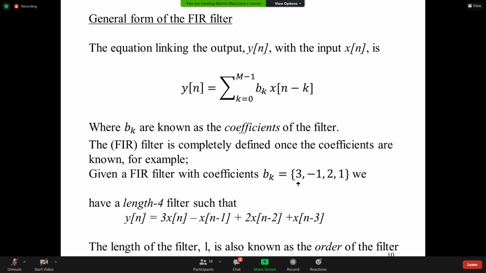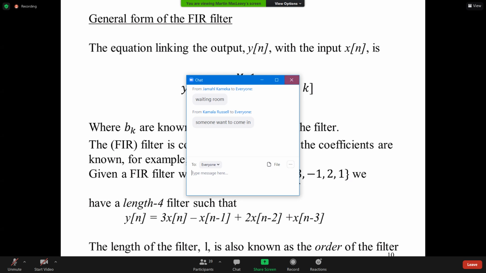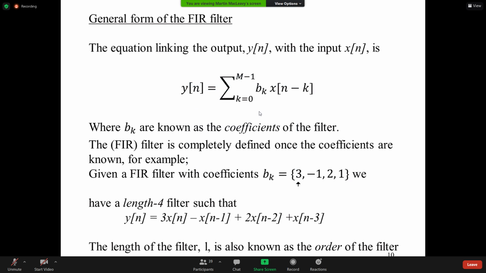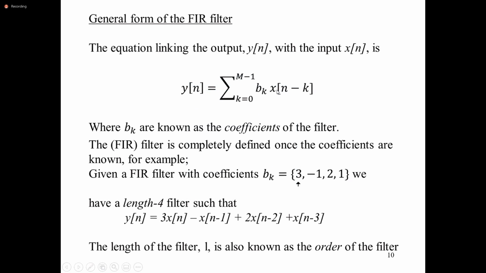Our b of k, and again, I'm introducing standard terminology, but it doesn't have to be used. It's not written into law, but it's standard. Here, these are known as your B coefficients, and we'll understand a bit more about them in a minute. And here, our input values. So the b of k are known as the coefficients of the filter, and this is specifically an FIR filter.